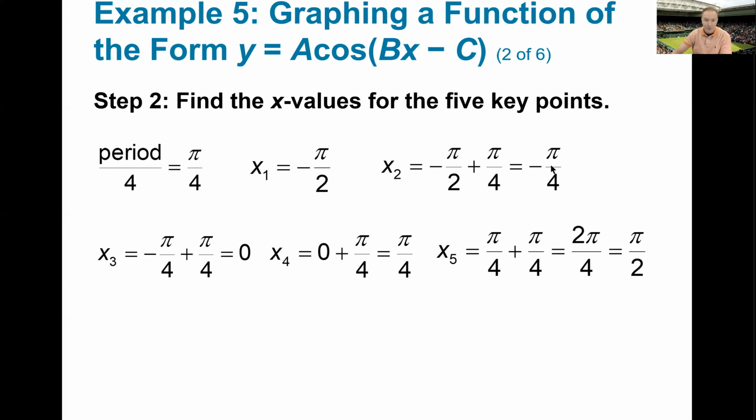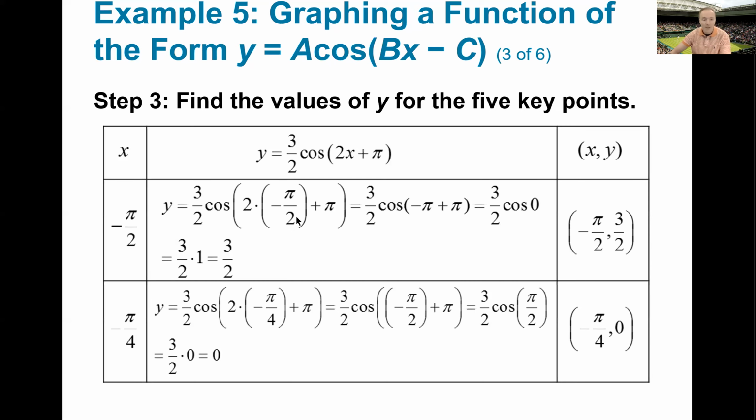Then at the next important point, negative pi over 4, it's going to go to 0. Then the next important point, x equals 0, is going to have the y value negative 3 over 2. Then it'll go back up to an x-intercept at pi over 4, and then back up to the maximum y value of 3 over 2 at pi over 2. I know that's the case.